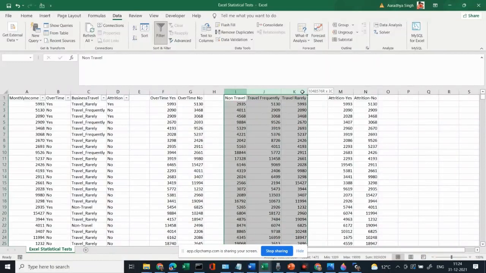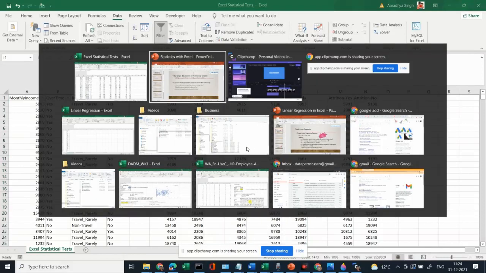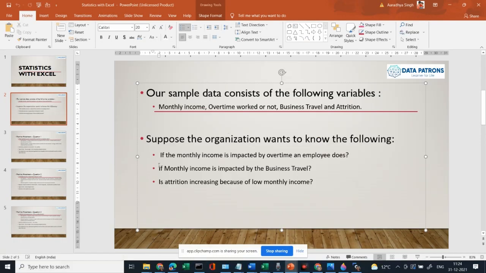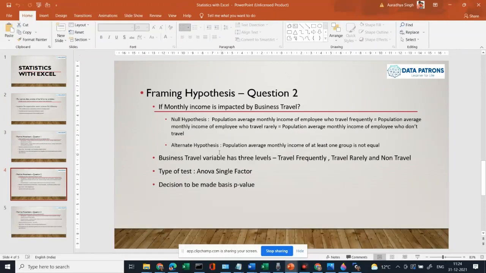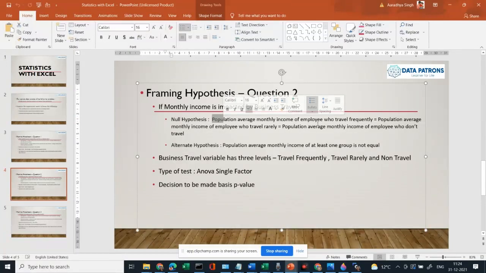Let us first write the hypothesis for this and see what kind of test we can do to solve this particular problem. Here, if the monthly income is impacted by business travel, the null hypothesis in this case will be: population average monthly income of employees who travel frequently is equal to population average monthly income of employees who travel rarely, which is equal to population average monthly income of employees who do not travel.